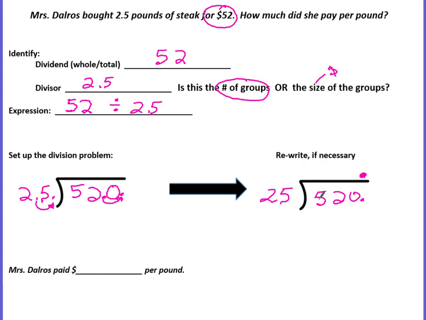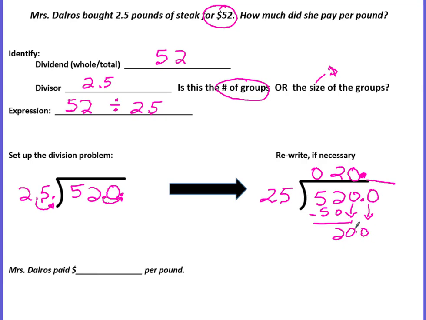Will 25 go into 5? No. So we put a 0. Will 25 go into 52? Sure. Think of your quarters. 2 times, which is 50. Subtract, have a 2 remainder. Bring down this 0, and will 25 go into 20? No. So I have to put a 0 above the 0, and we're not going to have remainders. We're going to keep adding zeros and keep dividing. So I add a 0, bring it down.